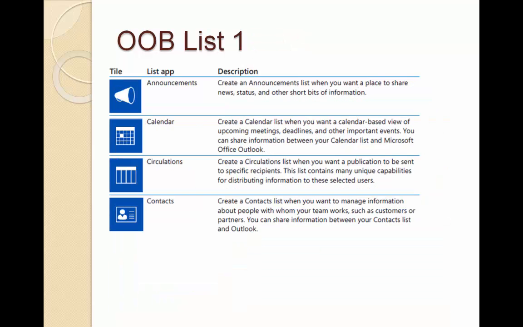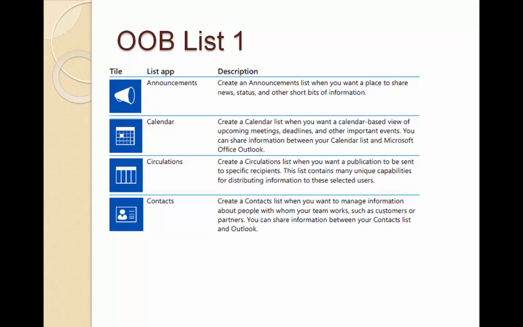Let's go ahead and take a look at out-of-the-box lists. Now, out of all the libraries that we just discussed, the document library, the forms library, and the wiki page library would be the ones that you use the most. Coming down to lists, there might be a lot of lists that you would be using.